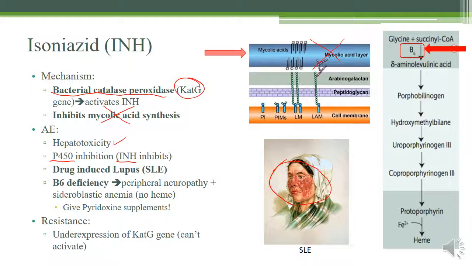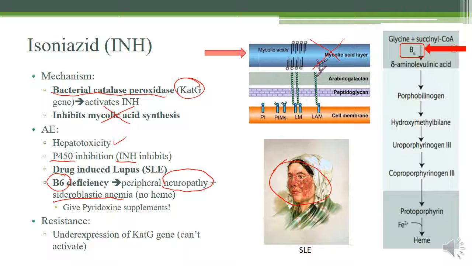Another thing that's very unique to isoniazid is the B6 deficiency. I don't think I know any other drug that can cause a B6 deficiency, but B6 is very important for 2 things. It's very important for making myelin sheath in the neurons, so you can develop a peripheral neuropathy if you don't have enough B6, but it's also very important for the heme, and it can cause a sideroblastic anemia because your body just has no heme. You don't have any way to make red blood cells that can actually carry oxygen.